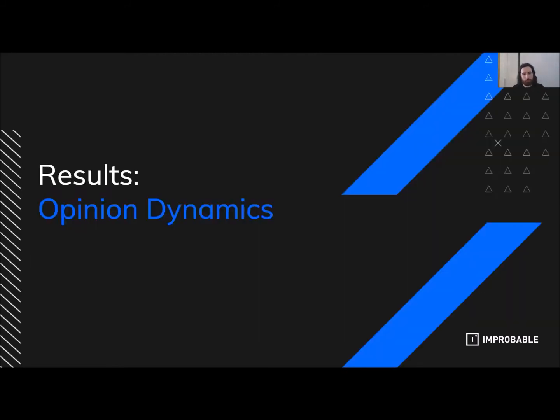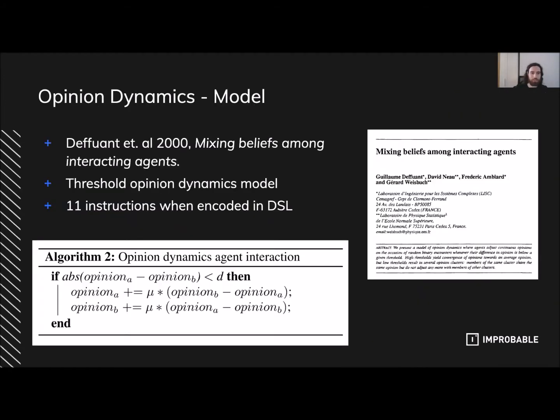Okay, so this is the experimental setup. So did this work? What do the results look like? Let's have a look at that. This is the first model we targeted, which is opinion dynamics. We hand-coded this model. This is just a really simple threshold opinion dynamics model.